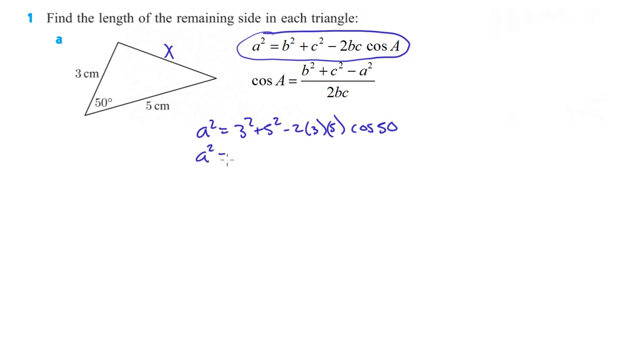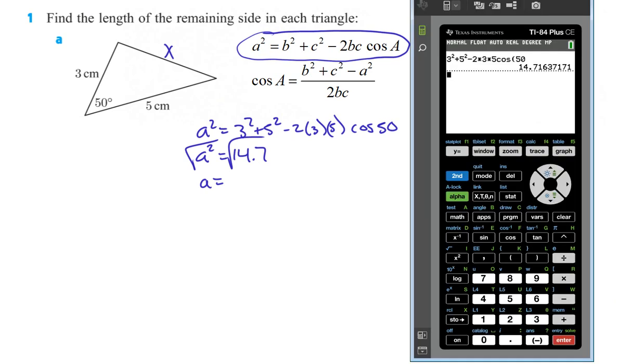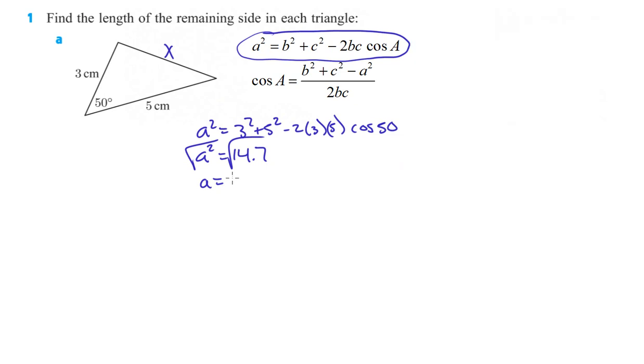Now that's not what a is. That's what a squared is. So we've got to square root both sides to figure out what a actually is, right? So we second square root, second answer, square root our answer, and we get, let's just go with 3.8. 3.8 centimeters would be the remaining side there.